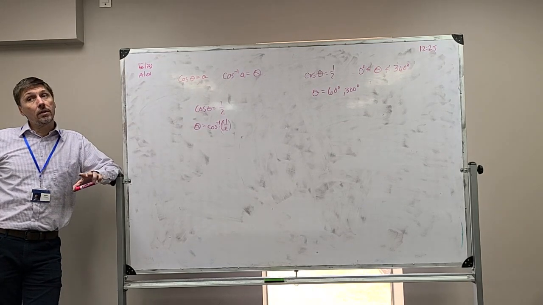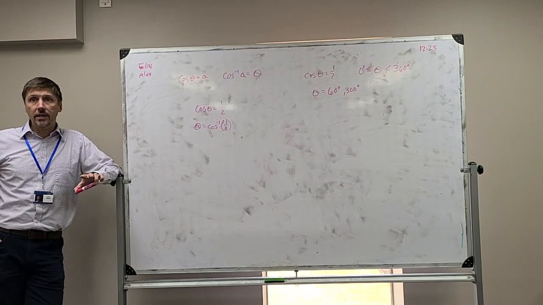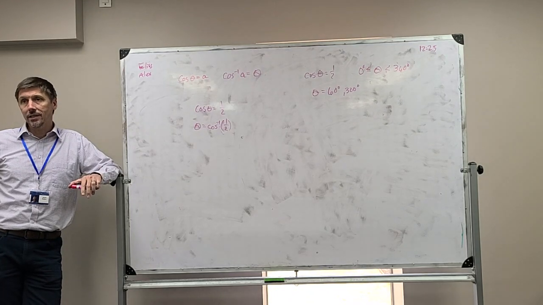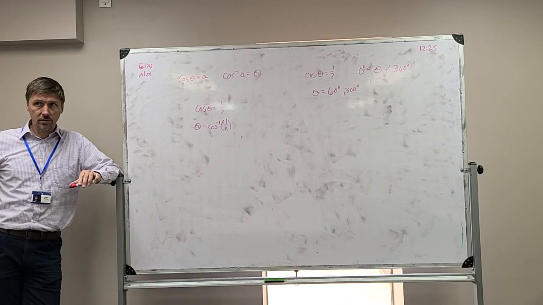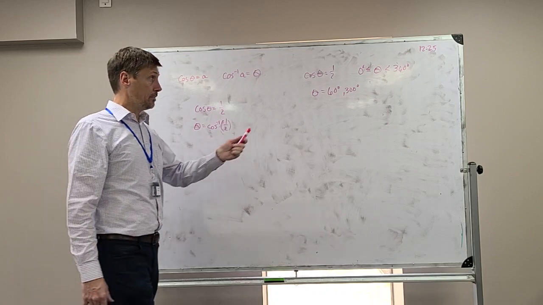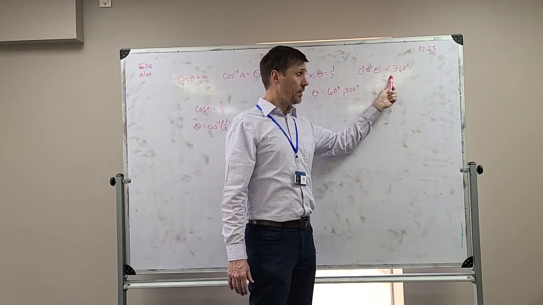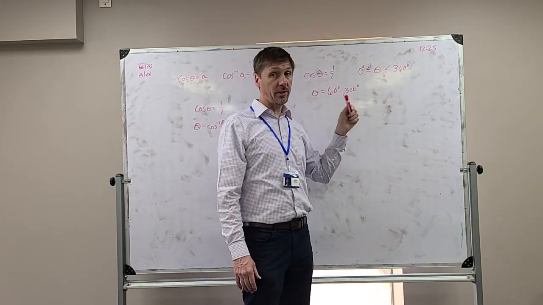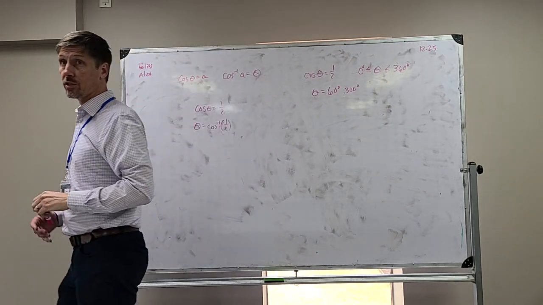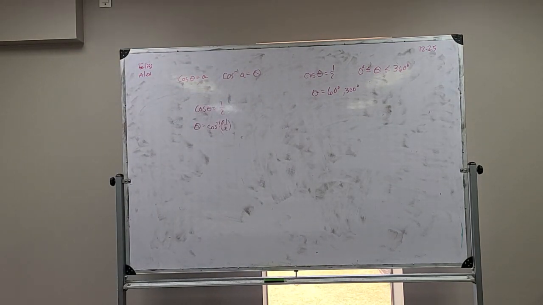So notice the limitation on your calculator. The calculator is not going to tell you all the possible solutions. Within this range, it didn't give me the 300 degrees. It's only going to give me one solution. What it's basically going to give you is the reference angle, and then you're going to have to figure out the other solutions based on that.